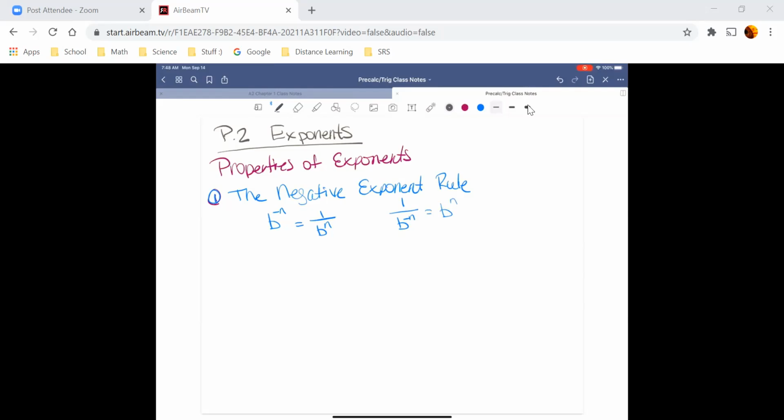So let's say we had 5 to the negative 3. Can we simplify that? Because we don't want to have negative exponents. We want to make sure that at the end of our day our exponents are all positive. So how would we rewrite that? 1 over 5 raised to the third. And then we can actually find out what that is, right? So that would be 1 over, what's 5 to the third? 125? Yep.